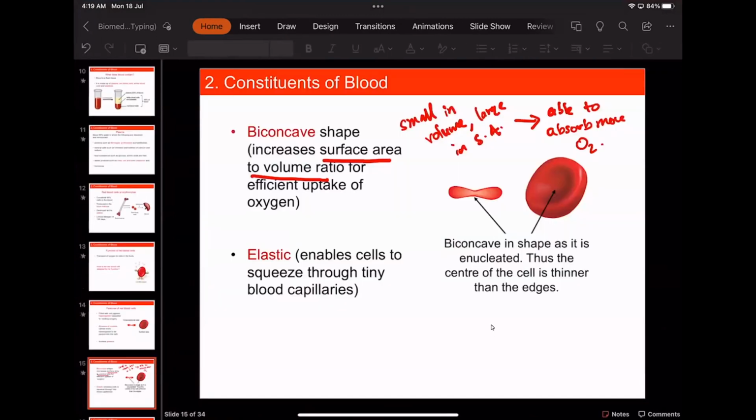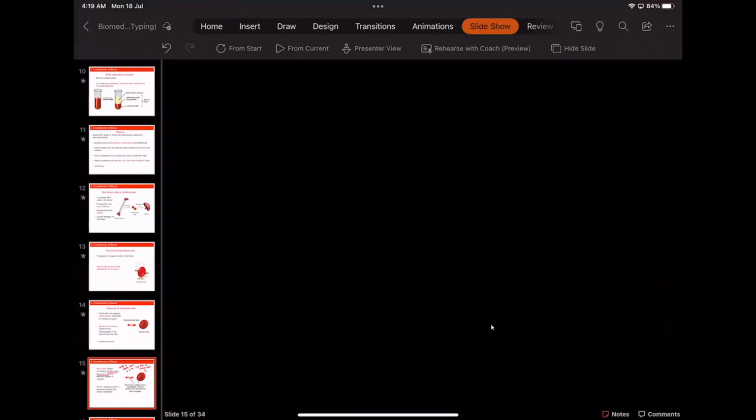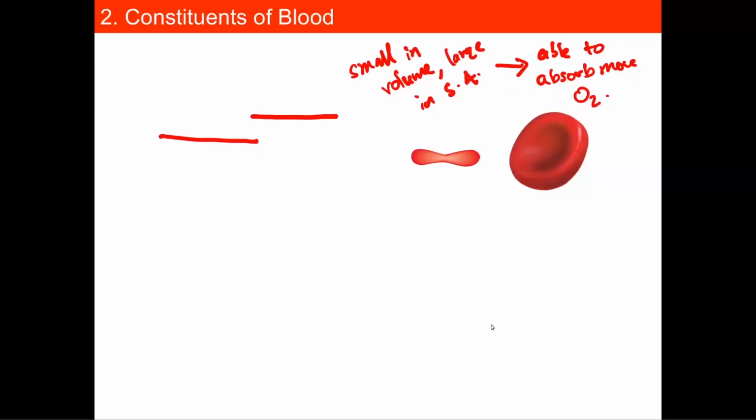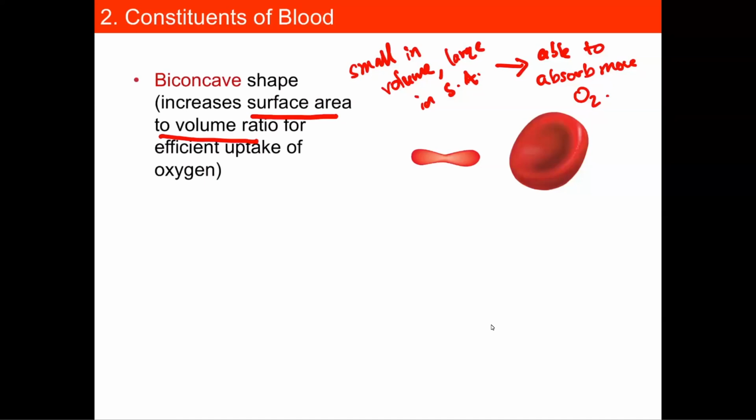Apologies for that, I think there was something wrong there. So it's able to absorb more oxygen, and the reason why is because there is more surface area for the oxygen to enter. It is small, but because there's a lot of surface area, or a lot of contact points, for the oxygen to enter.